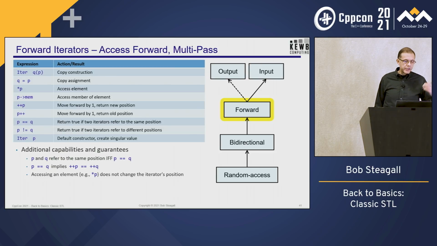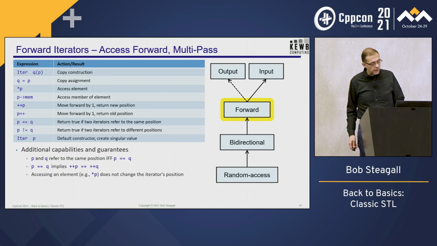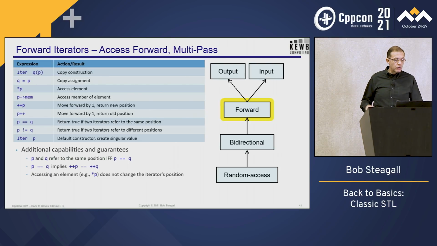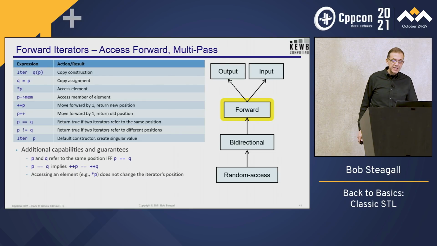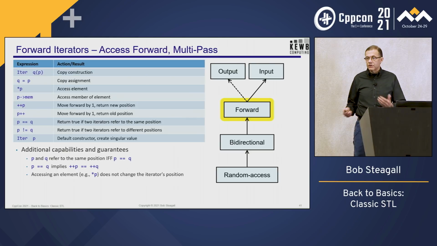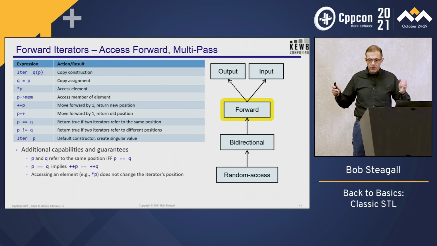In the case of forward iterators and beyond, if P and Q refer to the same position, you're guaranteed that P will compare equal to Q. And if P equals Q with forward iterators, this also implies that incrementing P and incrementing Q gets you to the same location. Accessing an element with a forward iterator doesn't change the iterator's position, which is important for iterating over containers.